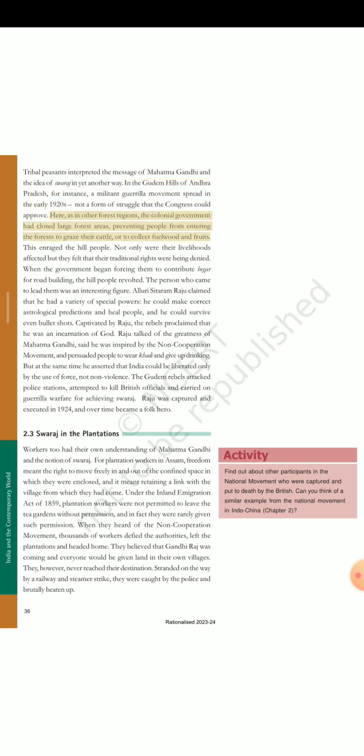Here, as in other forest regions, the colonial government had closed large forest areas, preventing people from entering the forests to graze their cattle or to collect fuelwood and fruits. This enraged the hill people. Not only were their livelihoods affected, but they felt that their traditional rights were being denied. When the government began forcing them to contribute begar for road building, the hill people revolted.